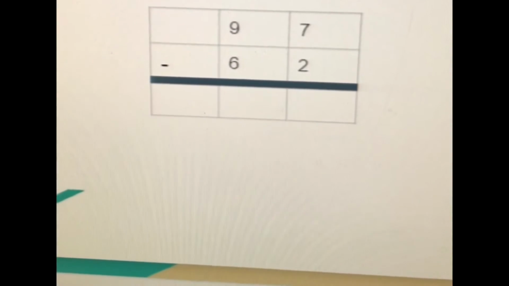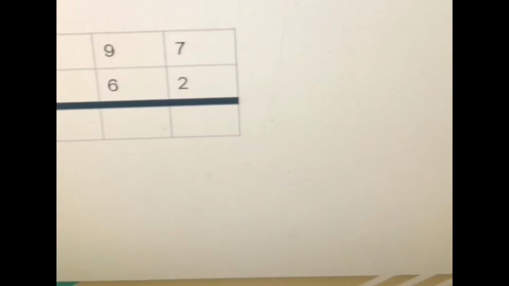Alright, ladies and gentlemen, now I am going to do 4 examples. For the first example, I'm actually going to start off with an example that does not require regrouping because I want you to understand the difference. I want you to understand when to regroup and when not to regroup. So we regroup whenever there is a digit in the ones place or tens place where the bottom number is bigger than the top number, where the number we're subtracting is bigger.